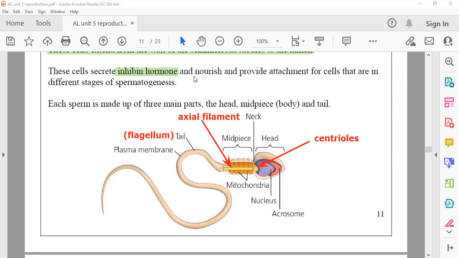Yes, sir. Okay, this axial filament will continue through the tail to the end. Understood? Are you clear what I told you? Yes, sir. Good.